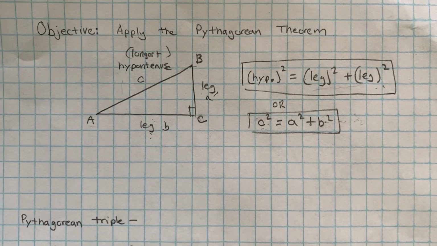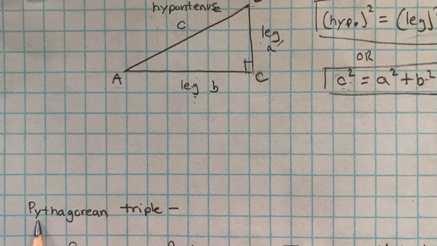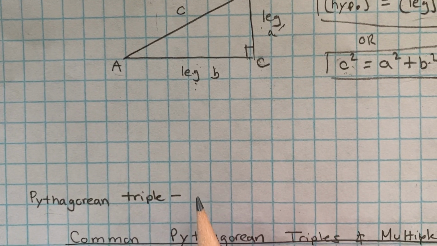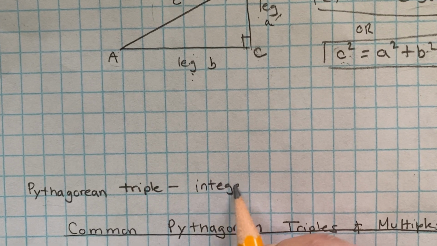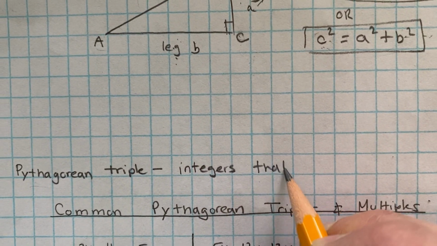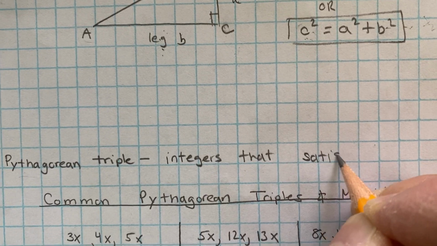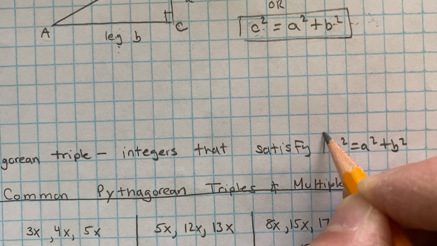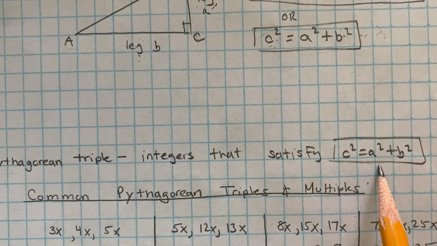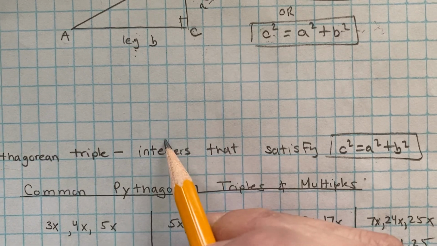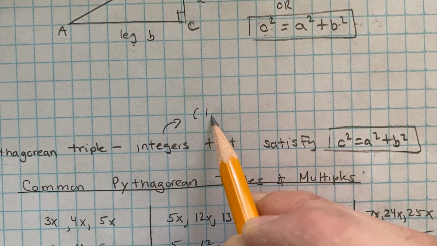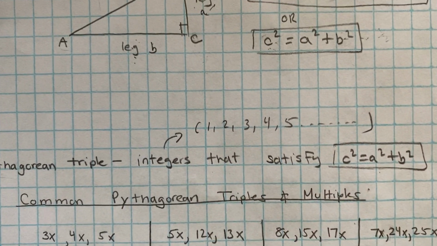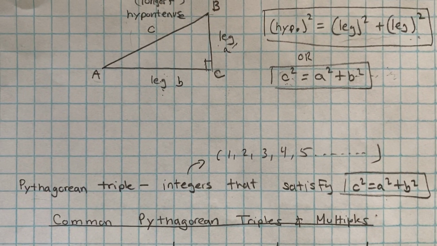All right. So you might hear some other vocabulary terms in your homework. Pythagorean triple. What is that? It's basically integers that satisfy C squared equals A squared plus B squared. Integers that satisfy the Pythagorean theorem. And if you're wondering what integers are again, nice numbers: 1, 2, 3, 4, 5, dot, dot, dot. So you can't have any decimals in case you're wondering what an integer is.